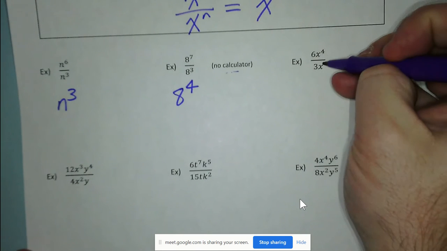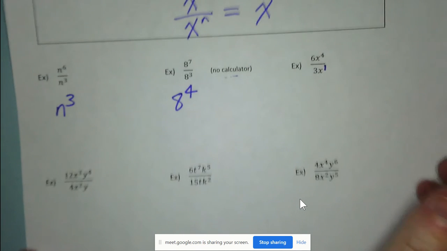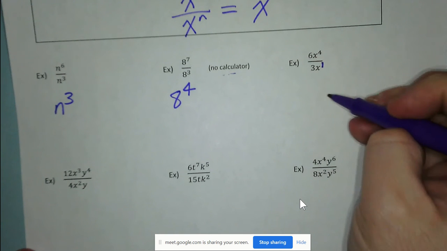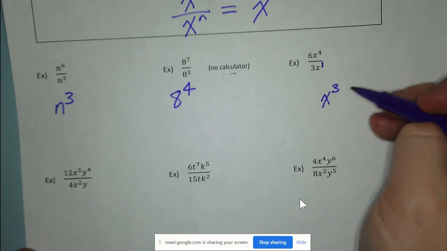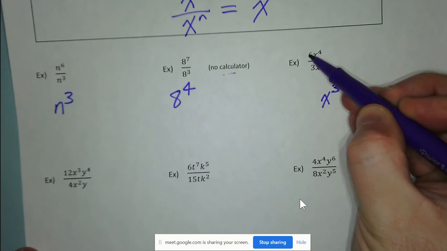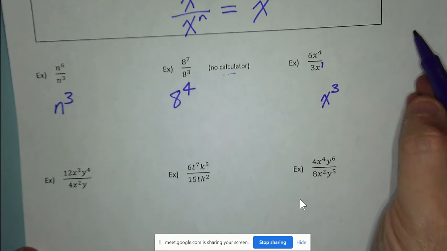It's 1. That's very important to understand. So in a way, this is like x to the 4th over x. You're going to have x to the 3rd because you're technically subtracting those. But how about 6 over 3? What do we do with that?